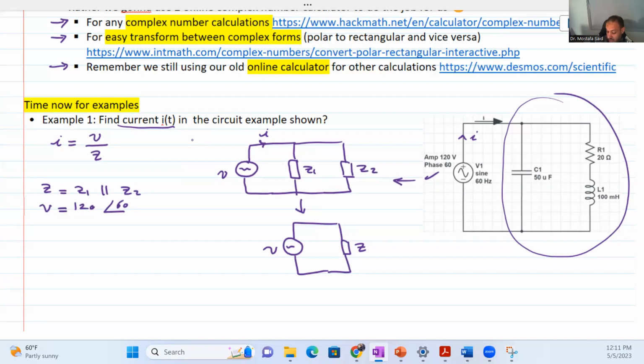Okay. So V is known. Now what is Z? Z is equal to Z1 parallel with Z2. So we must find Z1 and Z2 to find Z. So let's start with Z1. Z1 is actually the impedance of the capacitor.